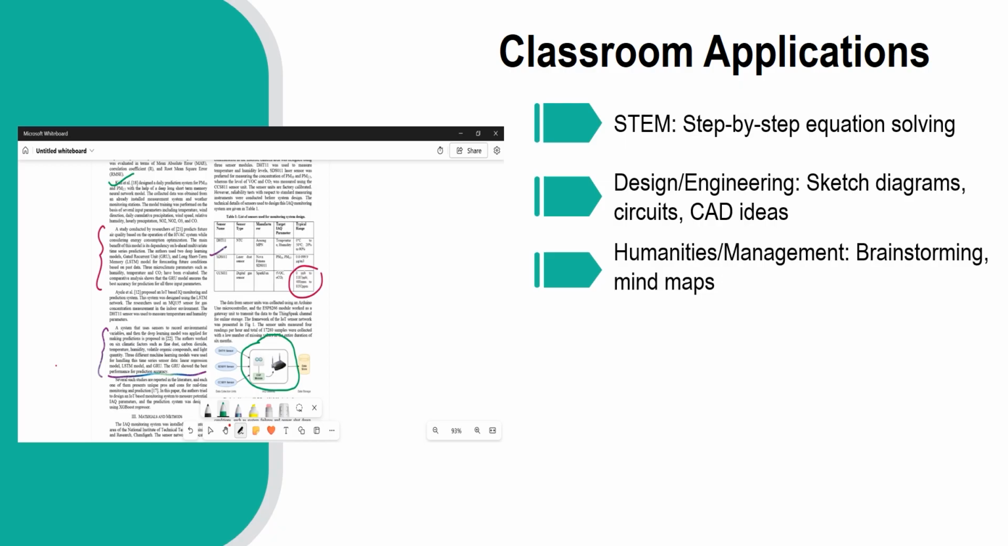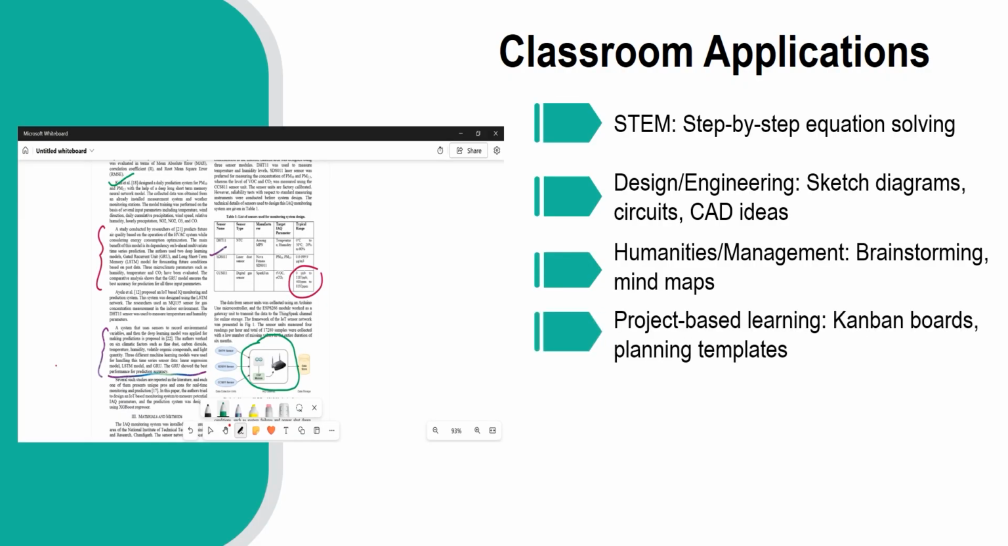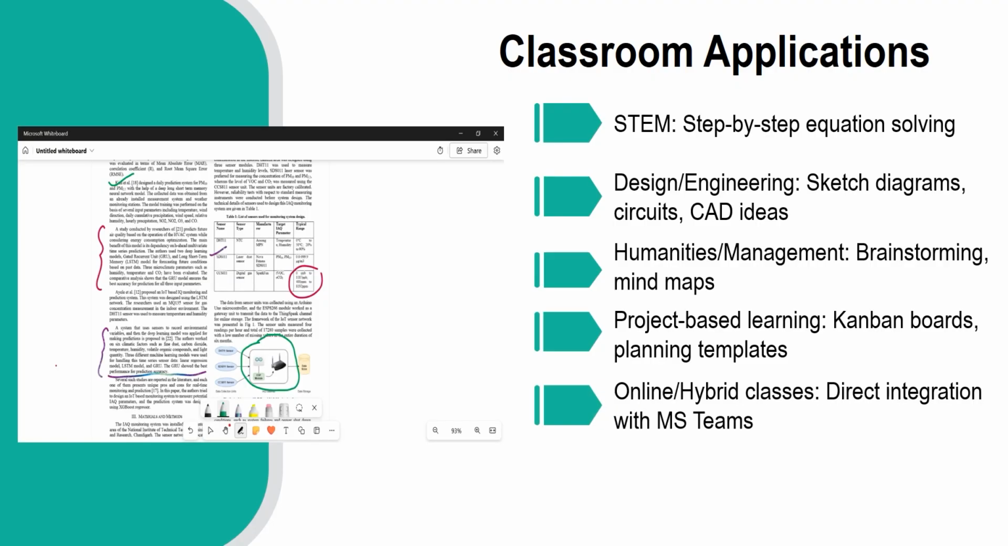If you are teaching in the humanities or management department, you can even run brainstorming sessions with sticky notes and mind maps that are available on Whiteboard. For project-based learning, track group tasks with Kanban boards and planning templates. During online as well as during hybrid classes, it is even possible to integrate your tool directly with Microsoft Teams so that your students can engage live.